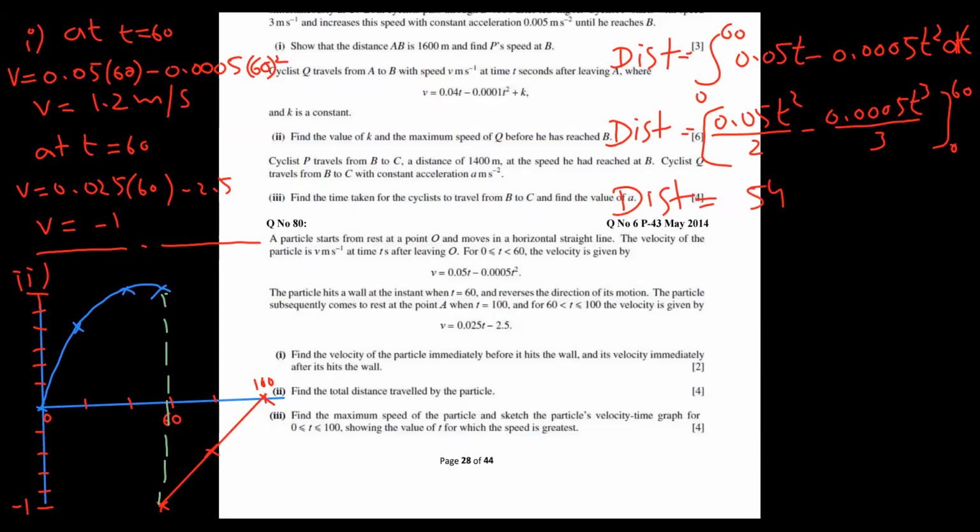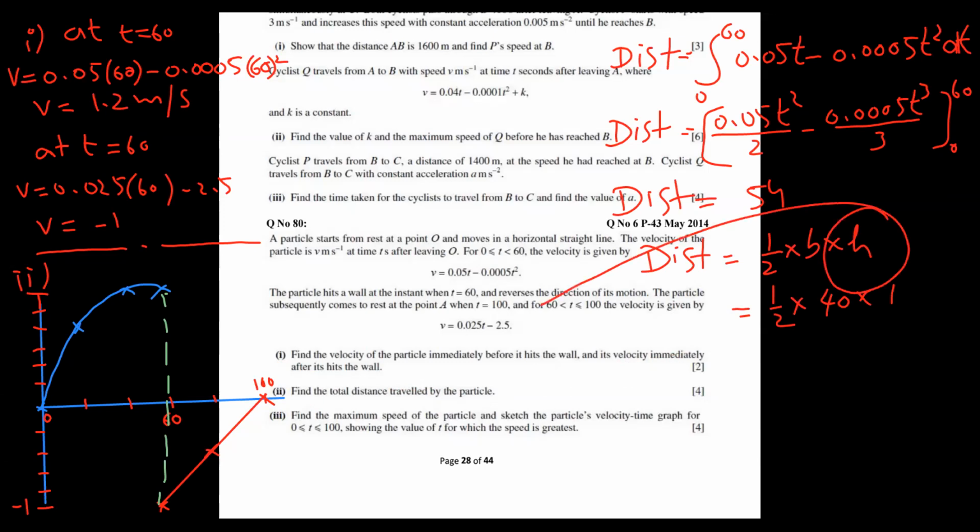Now, what is the total distance traveled by the particle? I need to find this distance and that distance, which I can integrate or find directly. So the distance for the second part is half into base into height. The base is very clear, 100 minus 60, which becomes 40, and the height is 1. Don't include this negative sign because that's for direction only. And I got 20 meters. So the total distance turns out to be 54 plus 20, 74 meters.